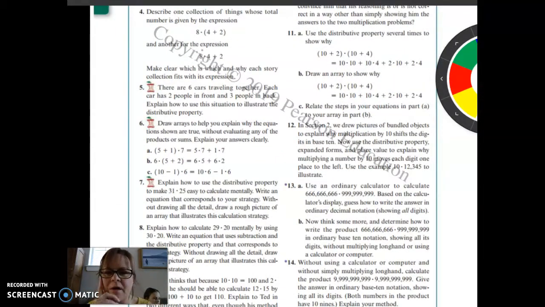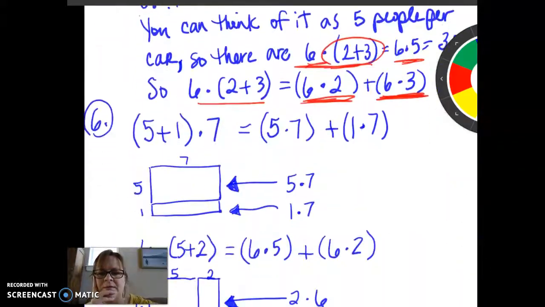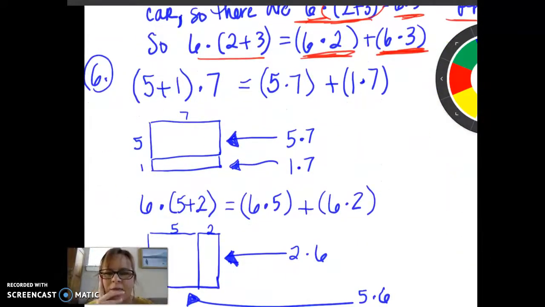This time we have to draw arrays to help explain why the equations shown are true, and all of these are illustrating the distributive property. So in number 6, we're looking at the quantity 5 plus 1 times 7, and so we're showing in this drawing here that this is the same as 5 groups of 7 plus 1 group of 7.